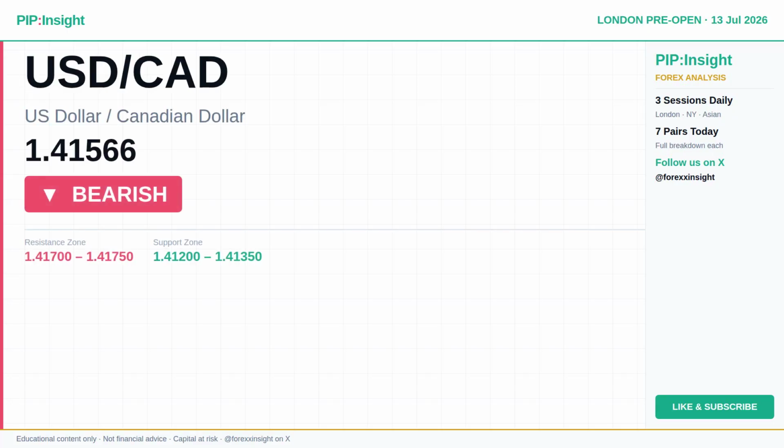Dollar Canada. The chart is showing tentative bearish structure on this session. The 4-hour trend is to the downside. Resistance is marked between 1.417 and 1.4175. Support is marked between 1.412 and 1.4135. Here is the full chart breakdown.